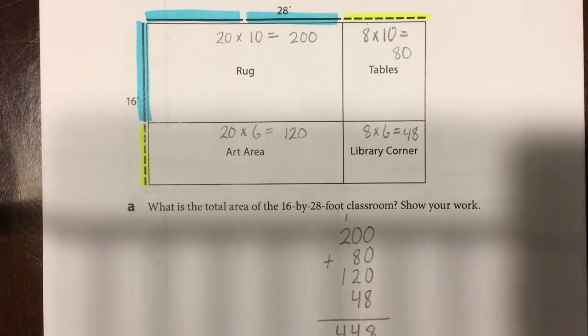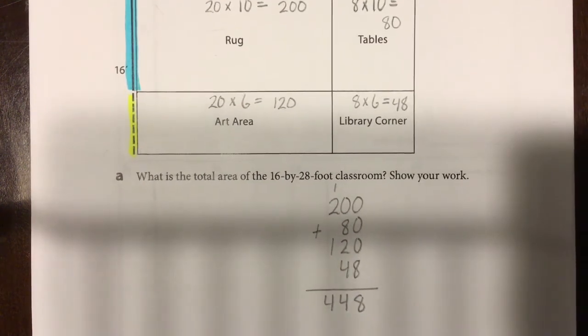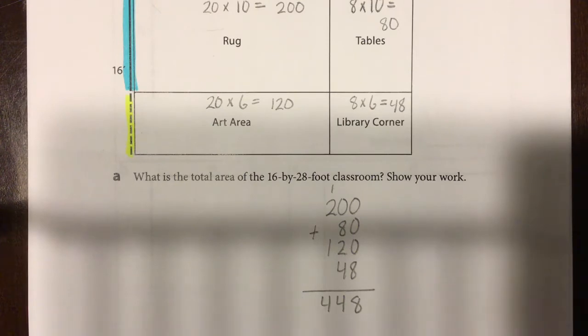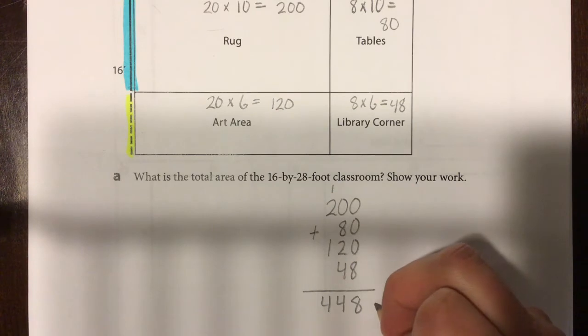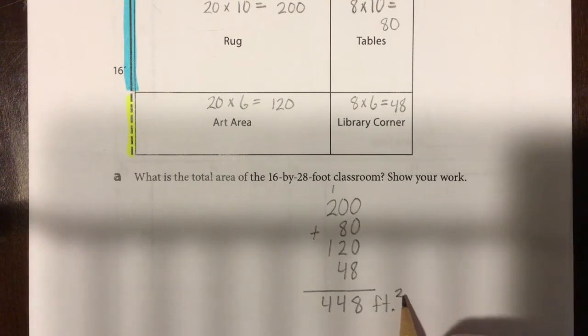So our total square feet, remember we're using square feet because we're finding the area of a 2D floor. So we're going to use square feet, or feet squared. Remember, this is 2D. We use the 3D for volume. Okay, now we're going to move on to the next problem, which is number 2.